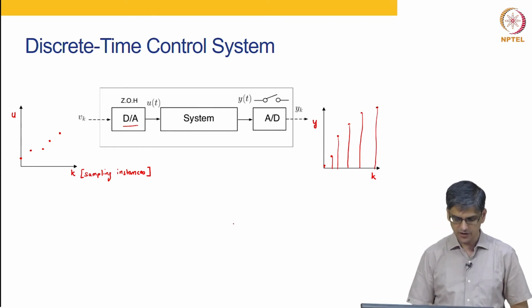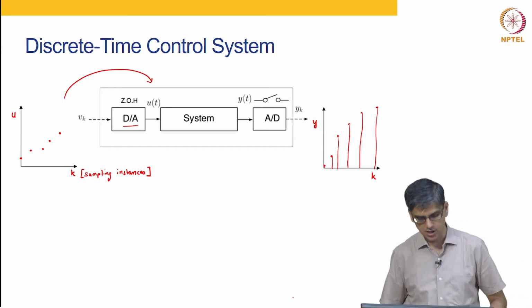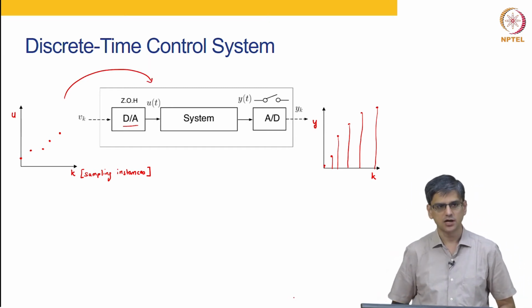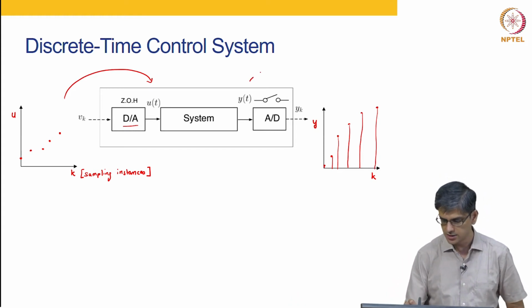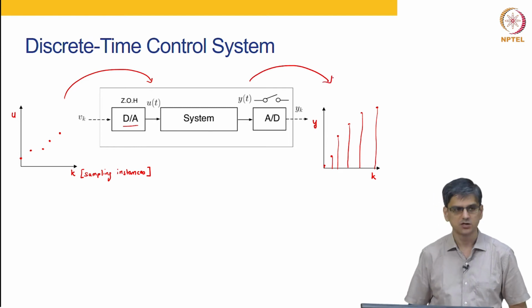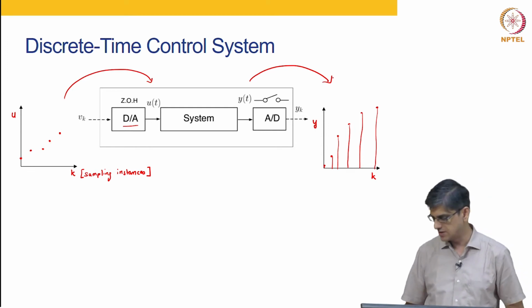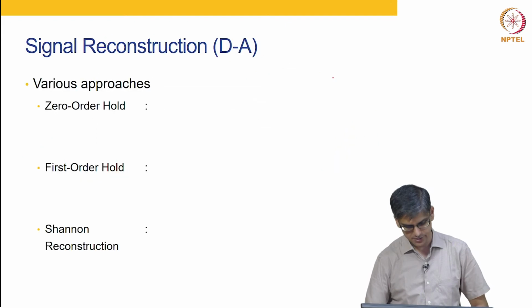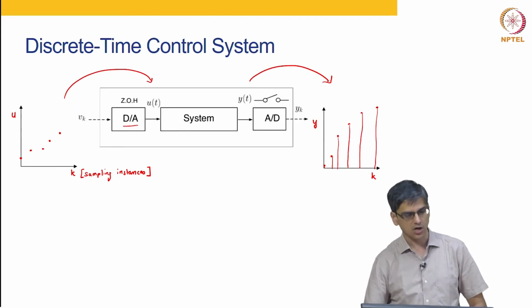We need some way to convert these discrete inputs into continuous inputs, and we are going to use signal reconstruction approaches in order to do that. We also need some means to convert continuous signals into discrete signals, and that is sampling, which we have talked about a little bit earlier. Let us talk about how to go from a discrete time signal to a continuous time signal.